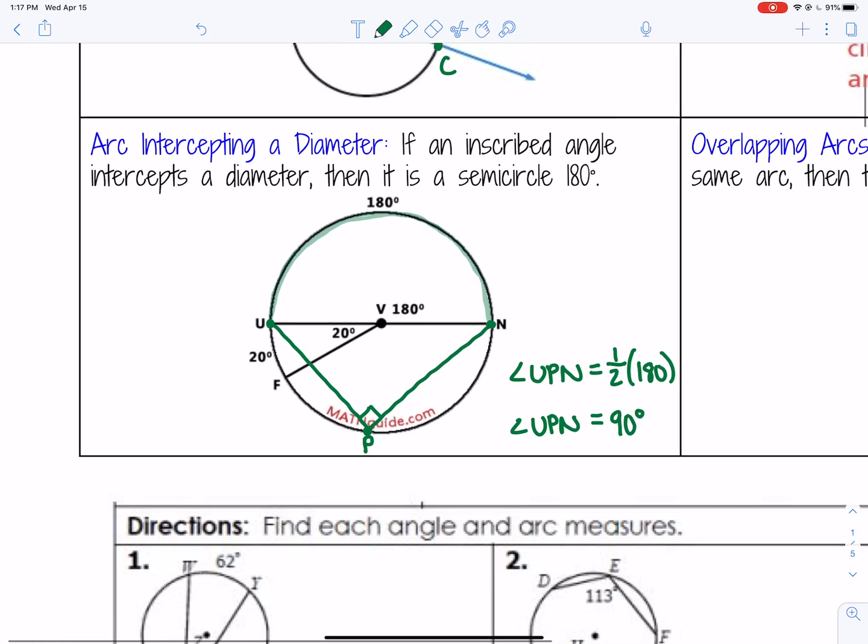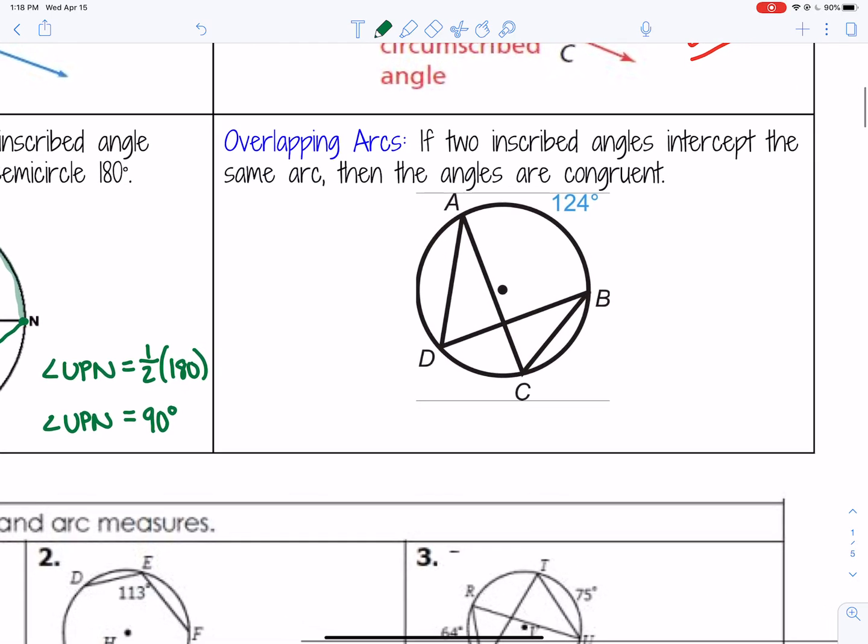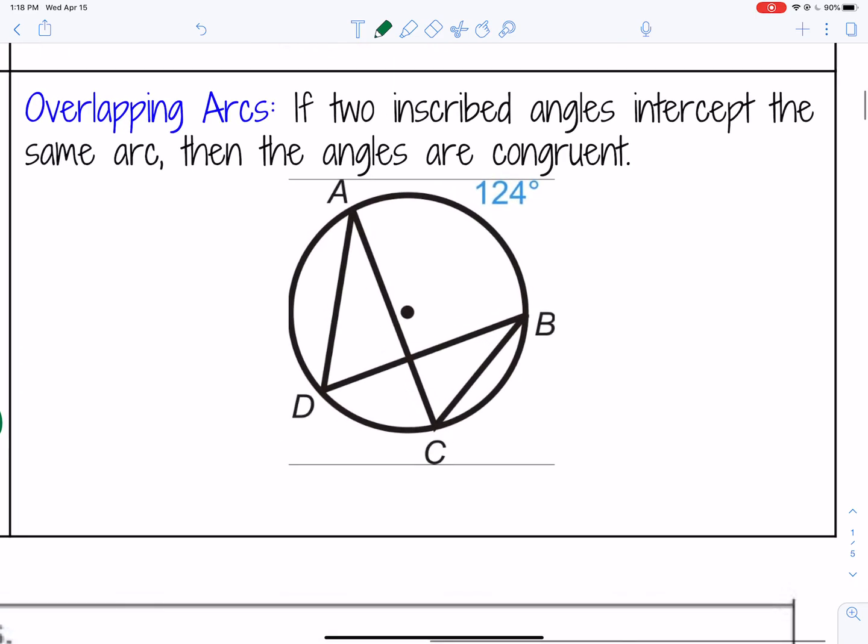All right. And vice versa, if we know that that inscribed angle intercepts the diameter, then we would automatically know that it's 90 degrees, and we would know that that arc is 180 degrees based off the fact that it's a semicircle. Okay, overlapping arcs state that if two inscribed angles intercept the same arc, then the angles are congruent.